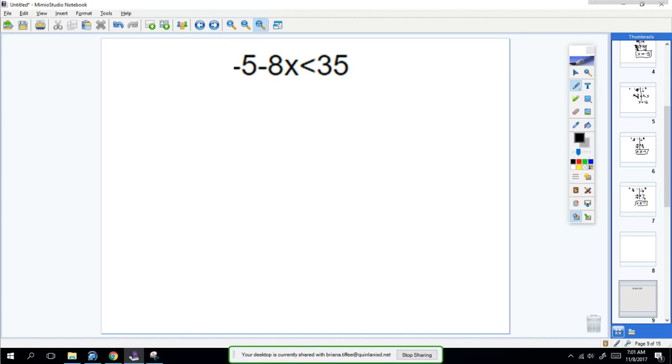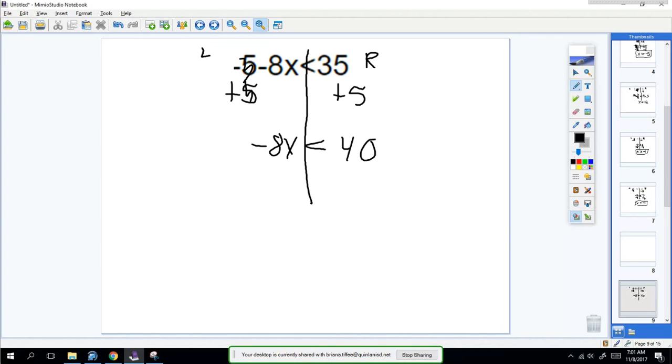Wonder why I skipped that. Okay, so try again. Draw a line. You've got a left side, you've got a right side. That 5 is being subtracted, so the 5 is a negative 5, and you're going to add 5 to both sides. This cancels out. This brings down a negative 8x is less than 40. So the negative 8 needs to be divided on both sides. So the x comes down. These cancel out. Since I just divided both sides by negative 8, the sign switches. 40 divided by negative 8 is negative 5. That's your answer.